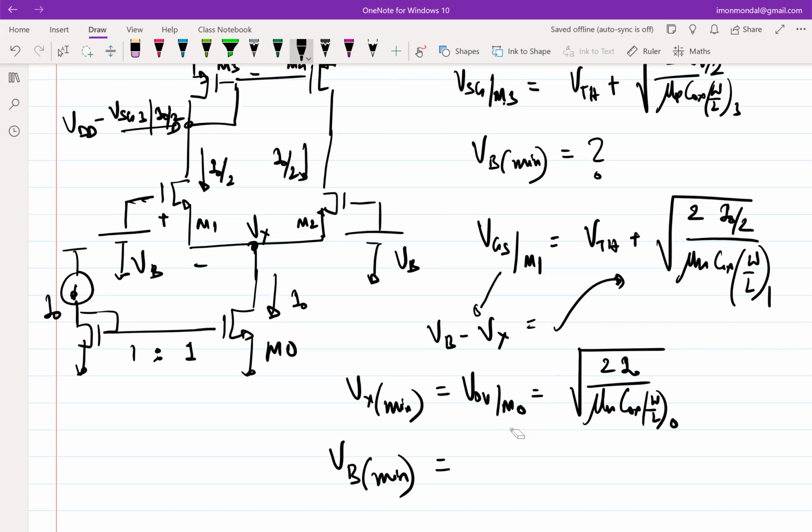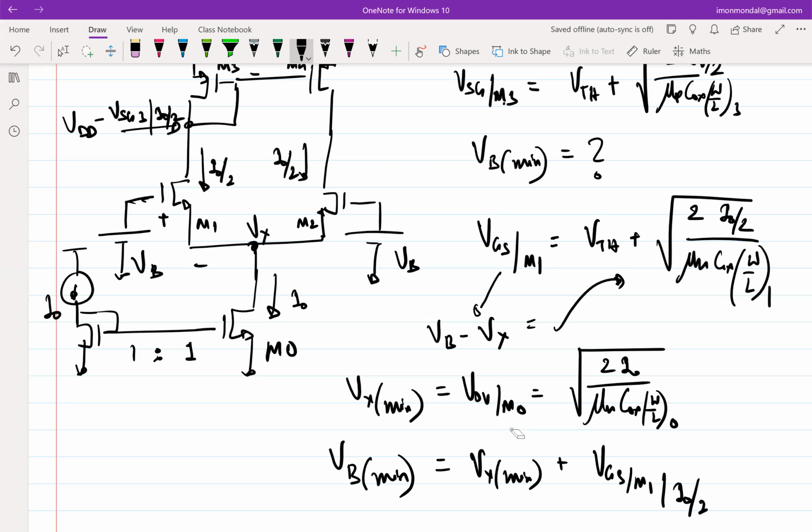VB min will be this plus the VGS of M1. We're talking about VB as the gate of M1, right? So Vx min plus VGS of M1 for a current of I0 by 2. Right, so this is the minimum allowable voltage to keep M1, M2 on and M0 in saturation.